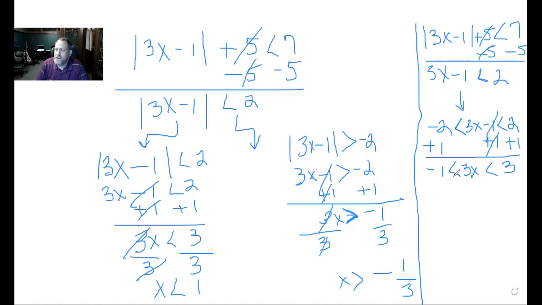All right, now where do we go from here? We have to take this 3 and get it off the x to get the x by itself. So we're going to do the same thing to here except divide. This is going to cancel. These are going to cancel. So we're going to have -1/3 is less than x is less than 1. All right, so after everything is said and done there, guys, there you have it.